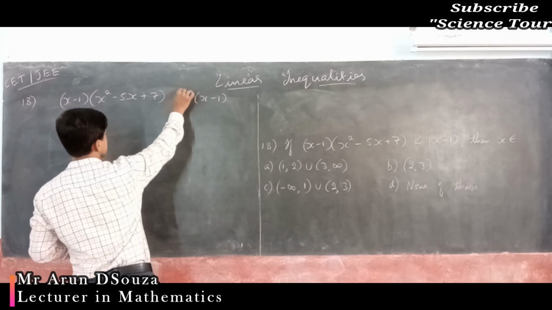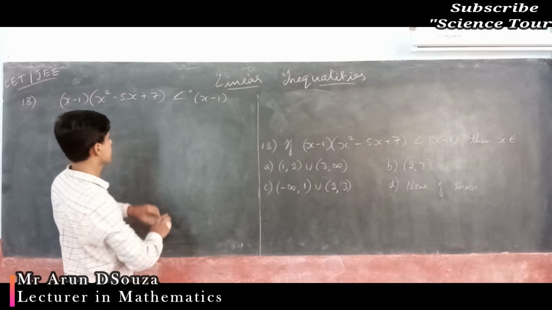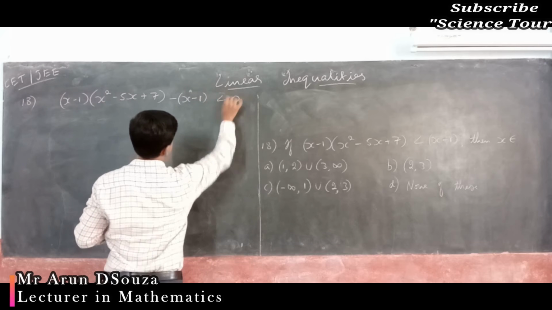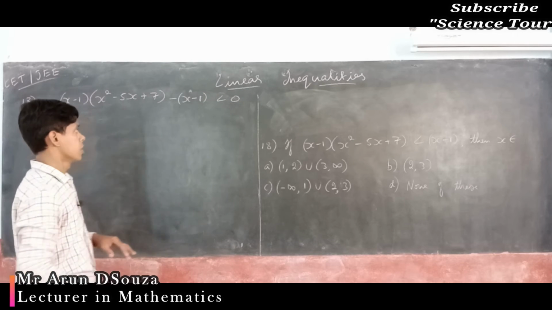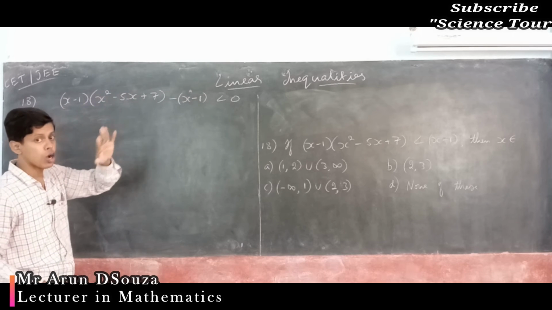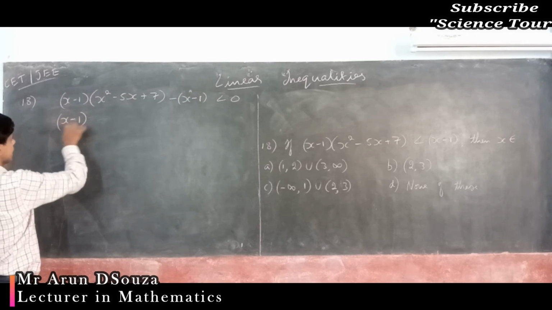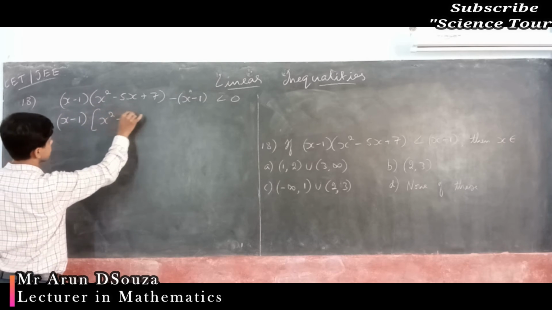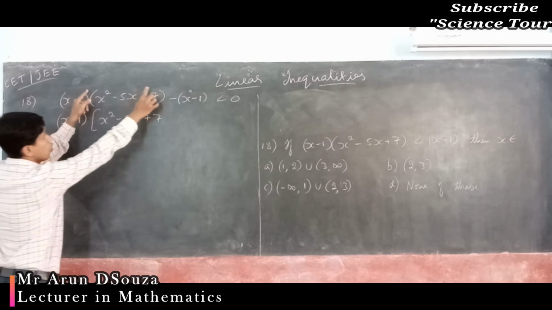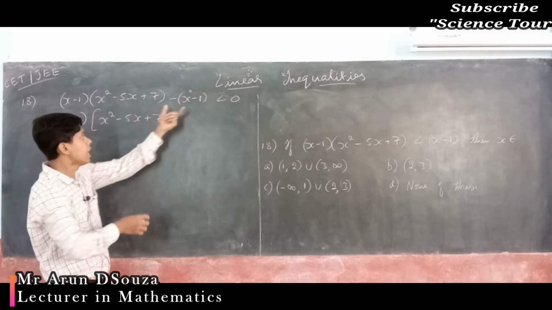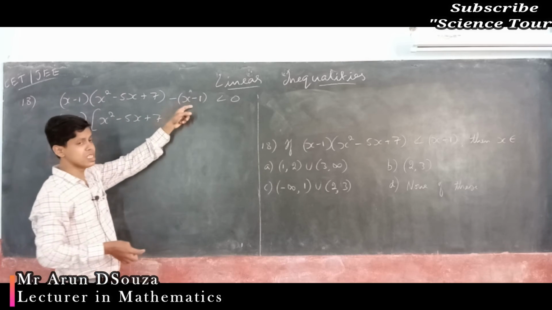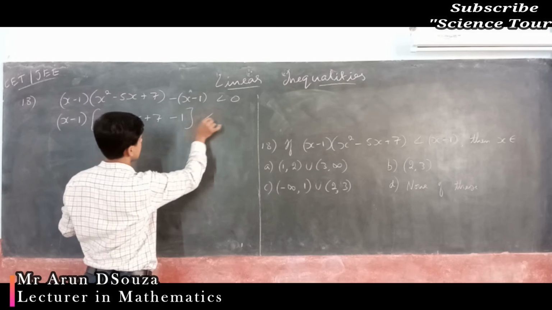So what you can do with this x minus 1, you can take to the other side, correct? So that becomes x minus 1 into x square minus 5x plus 7, minus x minus 1, less than 0. Alright, so that's what we will begin with. Now you have x minus 1 here as well as here. You can take it common, write it only once. Why to write it twice? Correct. So out of this factor, what remains if you take this out? Only this quadratic expression, correct? And you are taking this x minus 1 also out, common. That means what remains here? 1, and that is less than 0.